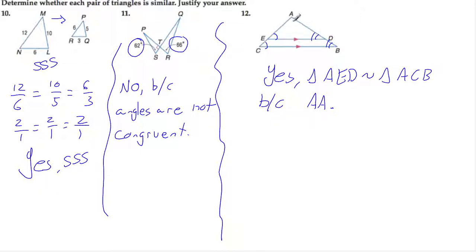Now, of course, we know the third angle is congruent, but the theorem says angle, angle because if two angles are congruent, by default, the third must be congruent. So that is explaining that. So we either set up proportions or look at the angles to figure out if triangles are similar or not.